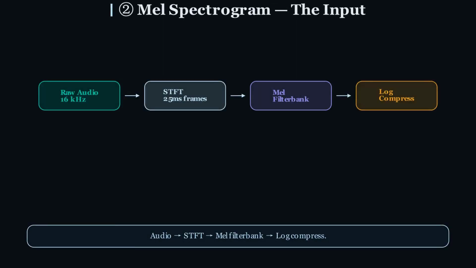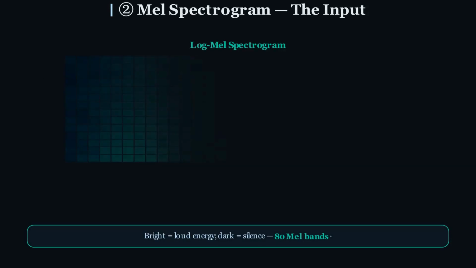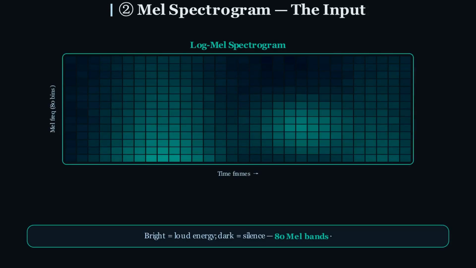Before the network sees anything, audio must become a structured image. We sample at 16 kHz. We slice it into overlapping 25 millisecond frames using the short-time Fourier transform. We apply a Mel filterbank to match human pitch perception. Then we compress energy logarithmically. The result is a 2-dimensional image. Time flows left to right. Frequency increases bottom to top. Bright colors mean loud energy. Dark means silence. This 80-dimensional Log-Mel spectrogram is what the conformer processes.